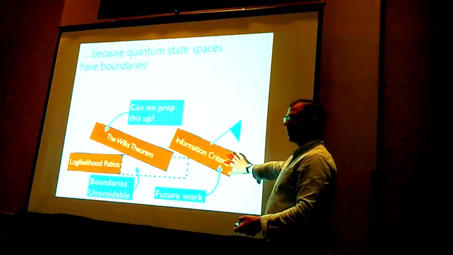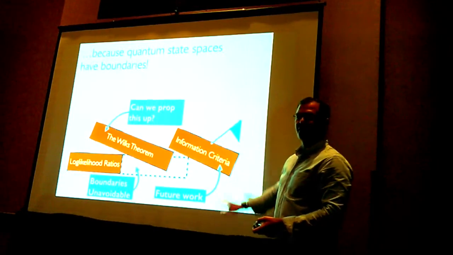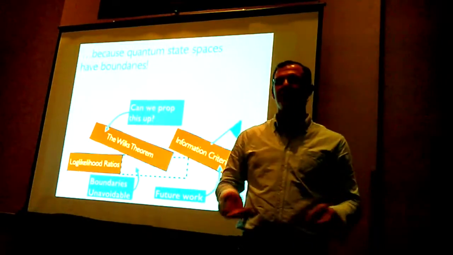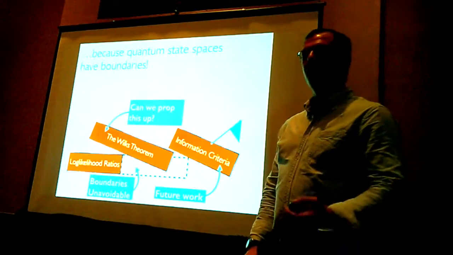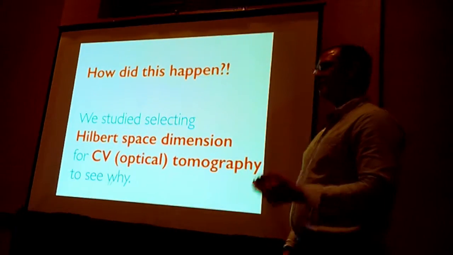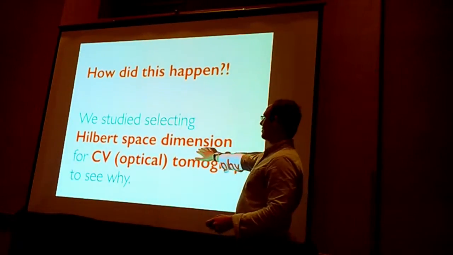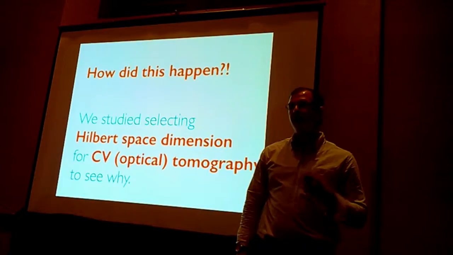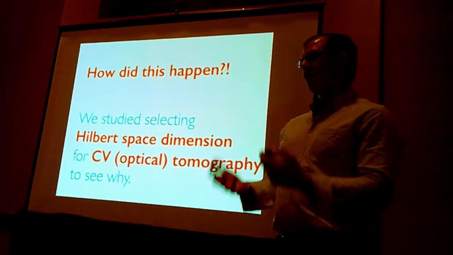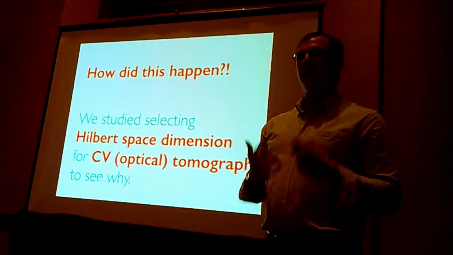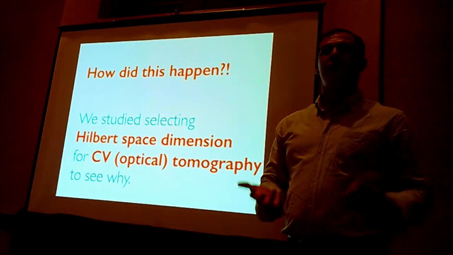Future work that we'd like to do is actually make this information criterion so that way Nathan and I and everyone else that worry about these things would be happy. So what have we been doing? We've been studying how you could select Hilbert space dimension for continuous variable, aka optical tomography, to understand the behavior of log likelihood ratios and understand why this Wilks theorem thing doesn't work.